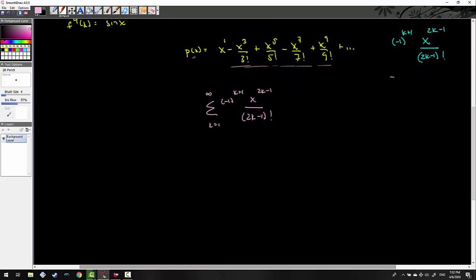Okay, so let's go find the radius and the interval of convergence here. Actually, in class, someone asked, so what is the radius and interval of convergence of sine? It seems like the more terms we add, the more accurate we're getting. And so, in fact, let me show you that.